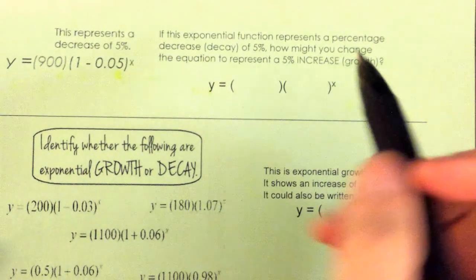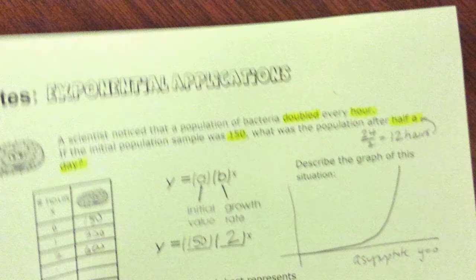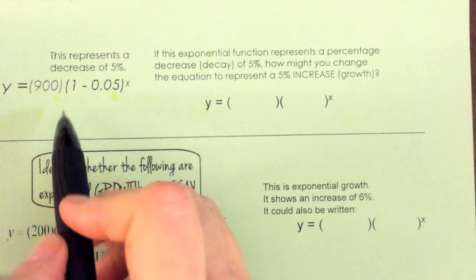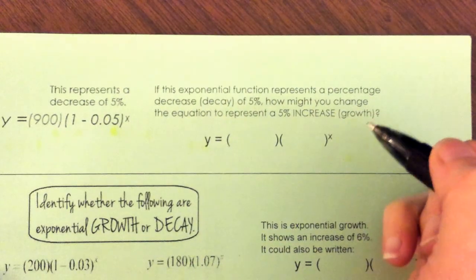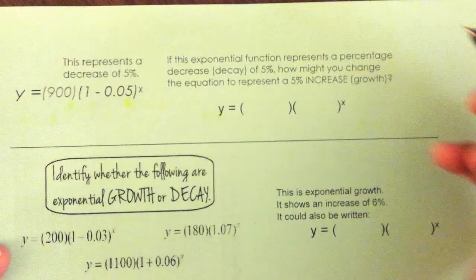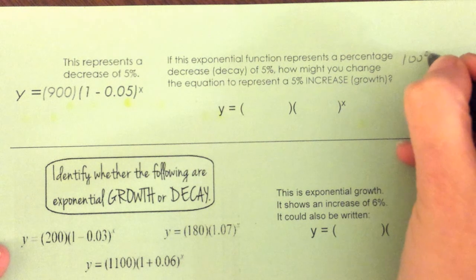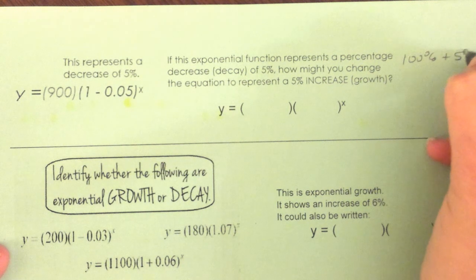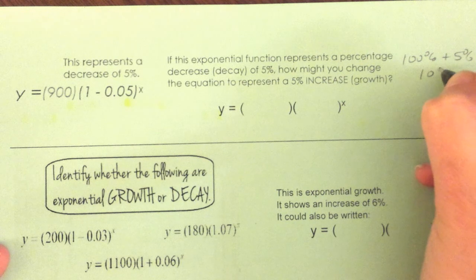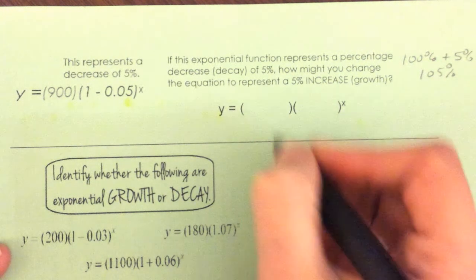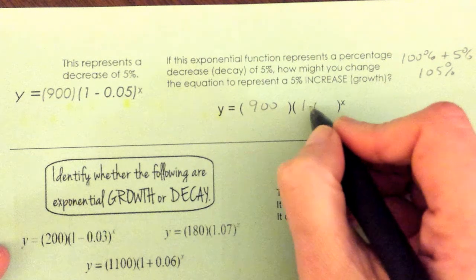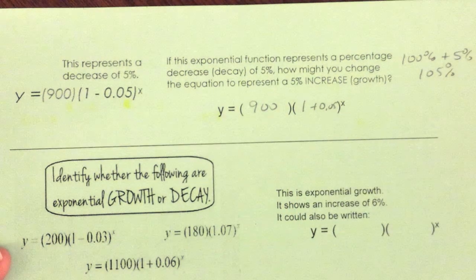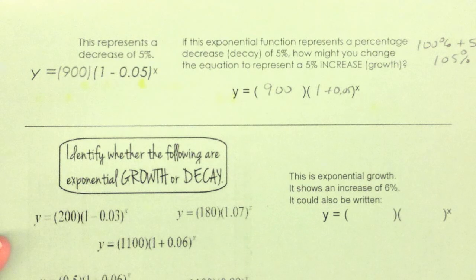Okay, so let's look at another example. Oh hey, look, that's the exact same thing we did there. So this is how they wrote it. Now, if instead of representing a percent decrease, I was representing a percent increase, what would I do instead? I would take my 100% and add 5% to it, which would give me 105%. So I would have 900 times 1 plus 0.05 to the x, and that would be an increase instead of a decrease.